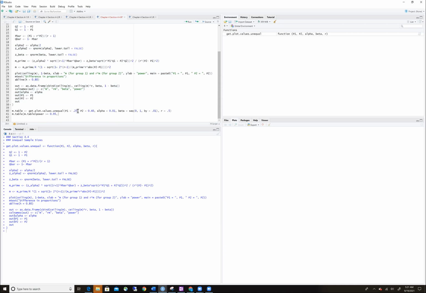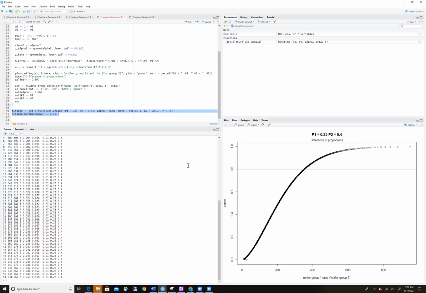We're going to have our first proportion being 0.25, our second proportion being 0.40. We'll get our alpha level of 0.01. We're going to consider a lot of beta values, all between 0 and 1. And then we're going to set up R to be 0.5. So when we run this, we'll get our power curve.